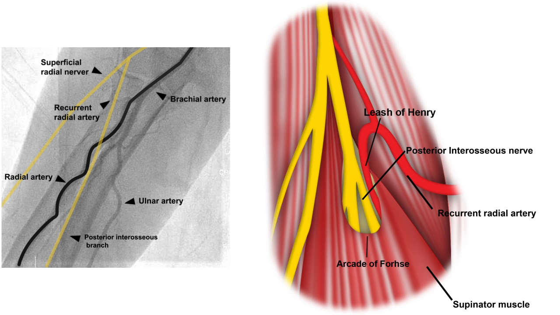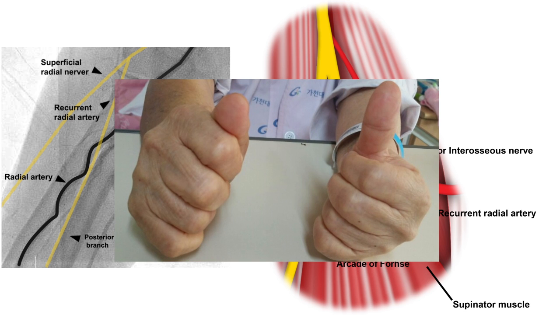These two structures, the arcade of Froese and the leash of Henry, are one of the most common sites of external PI nerve compression caused by traumatic insults to the adjoining recurrent radial artery. This may explain the radial nerve palsy manifested as complete extension palsy of the right thumb in our patient.